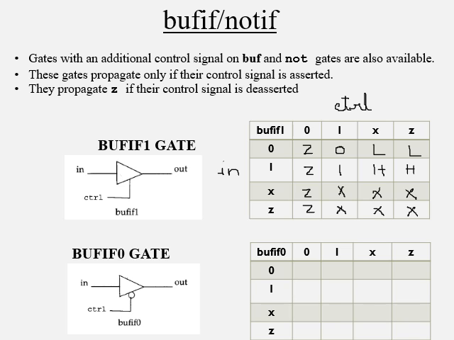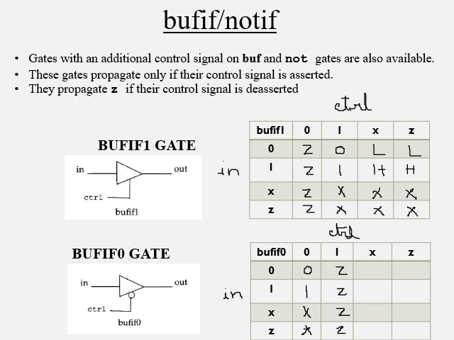Similarly for bufif0, the bubble here means that whenever the input control is 0, the output is active. This is a buffer, so whatever is at the input will be transmitted for control value 0. When control value is 1, this is the inactive state of the control signal, the output will be high impedance.